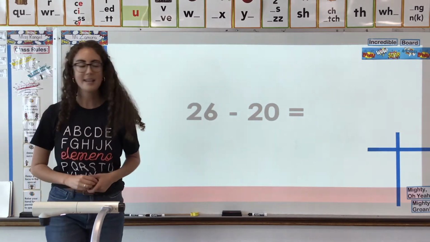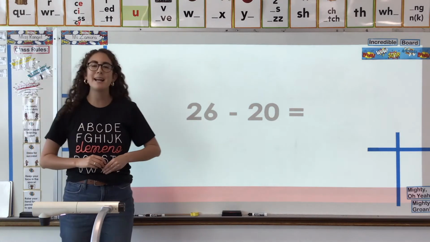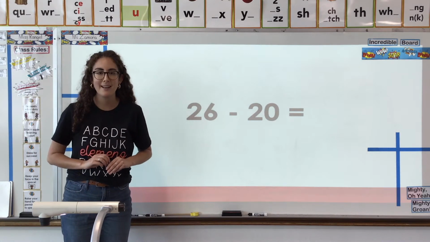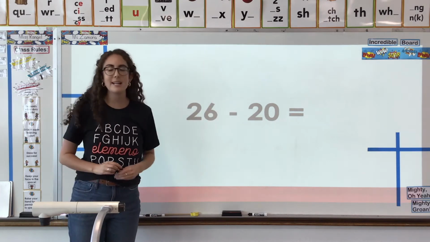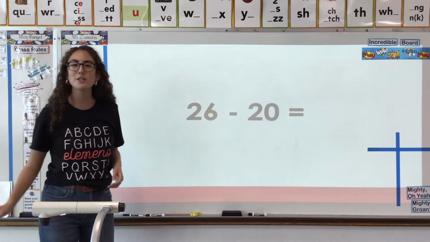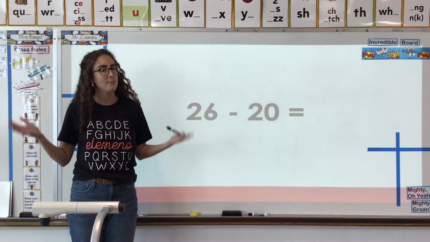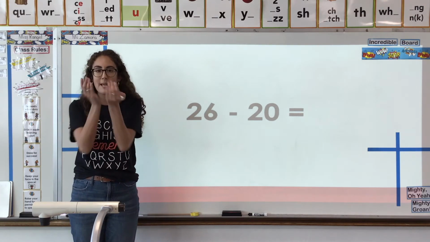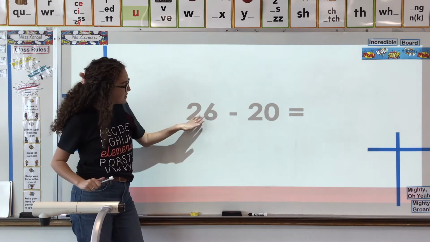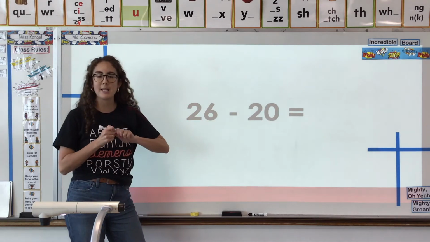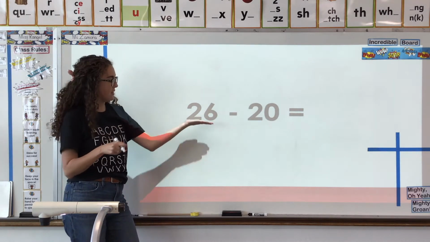Okay, let's look at our next place value problem. And that is 26 minus 20. So we have 26 and we want to take away a whole 20. What would be left over? Remember, we want to subtract numbers in the same place. So which numbers are in the tens place?